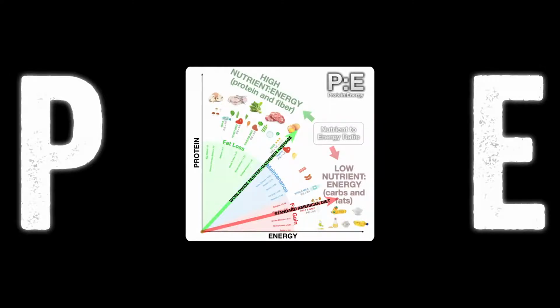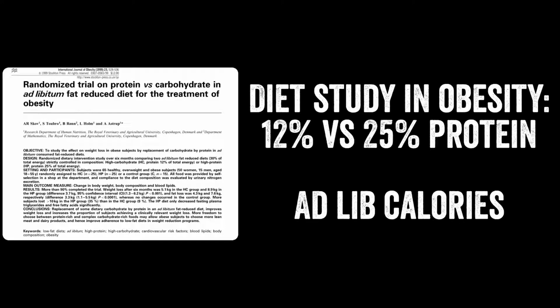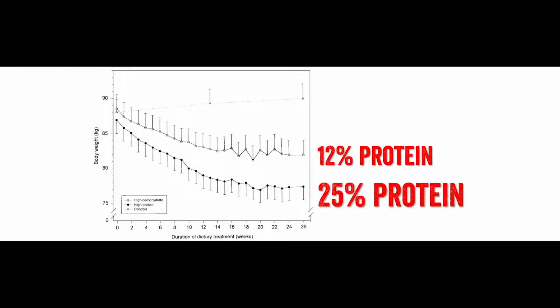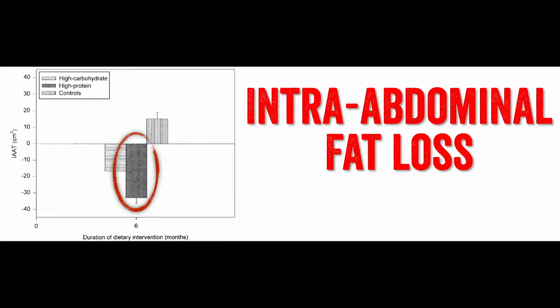Now let's look at a couple studies where we actually looked at protein percentage and the outcomes in humans. This is a diet study in obesity, 12% protein versus 25% protein with ad lib calories, which means you ate as much as you wanted. Here's the weight loss in 12% versus 25%. As you can see, higher protein is always better, even when you're eating as much as you want. And look at intra-abdominal fat loss on the high protein diet.